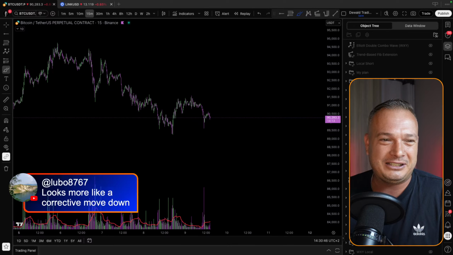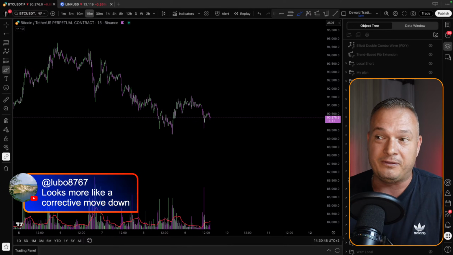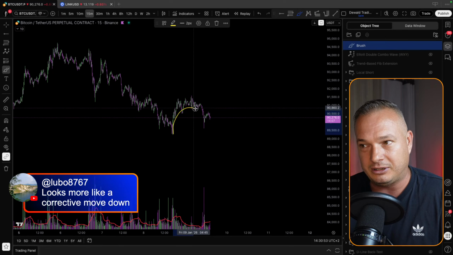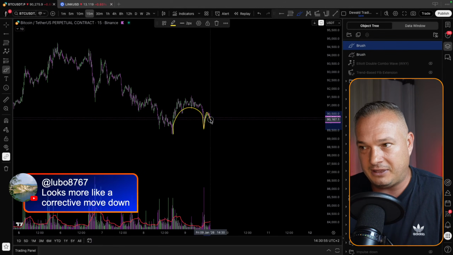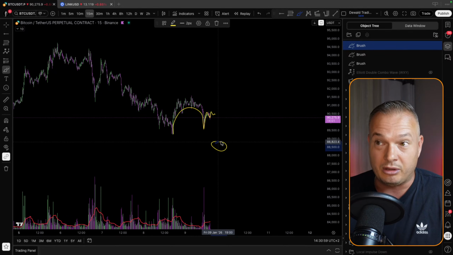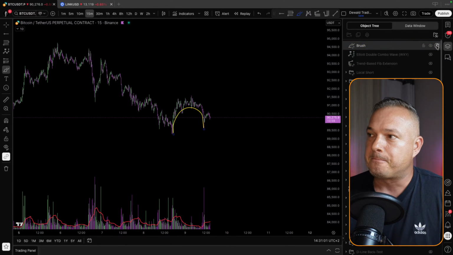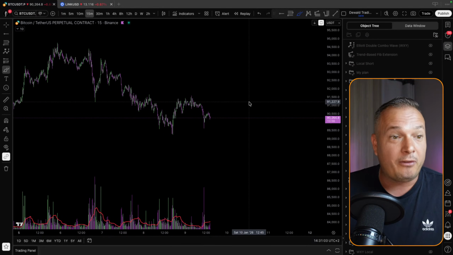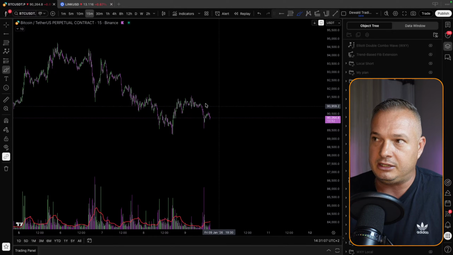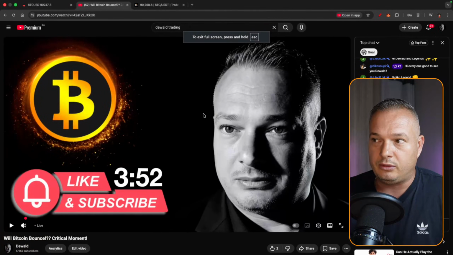It looks more like a corrective move down. Yes, it does, Lubo. It looks very corrective down. So even if this cup and handle had to play out, I'm still very interested in a long, which I'll go through in a moment. But before we go through this scenario, there's something that I need to talk about very carefully.